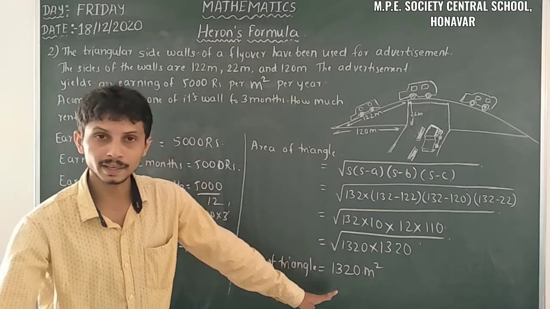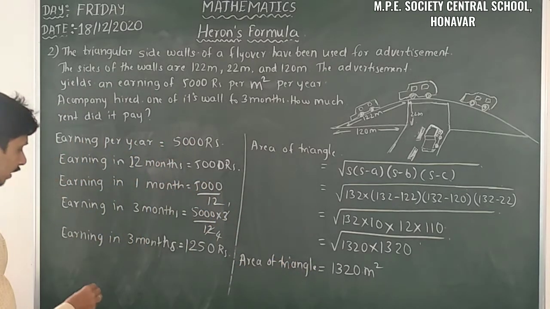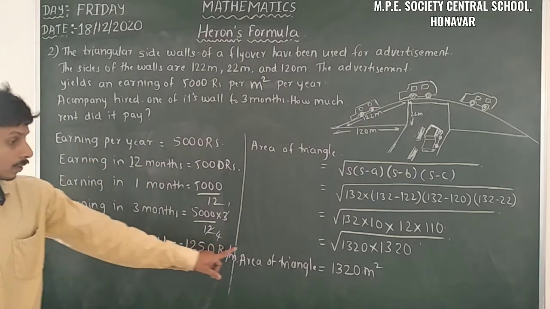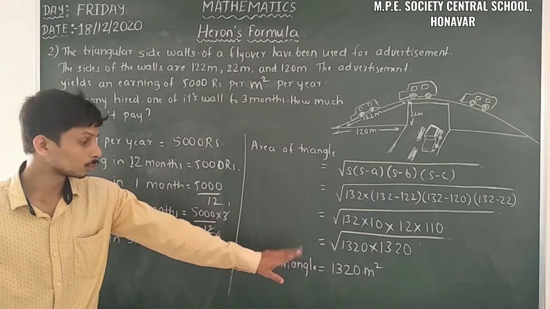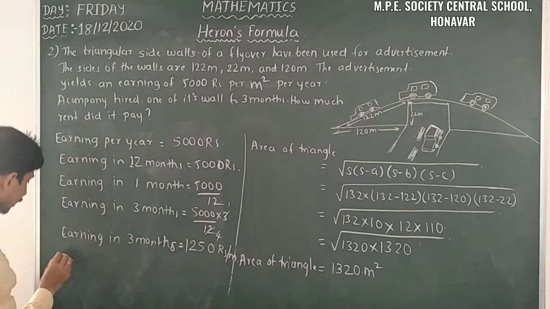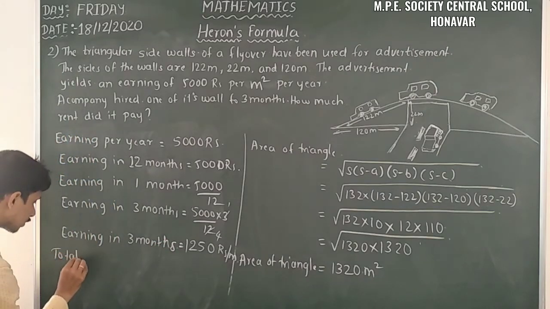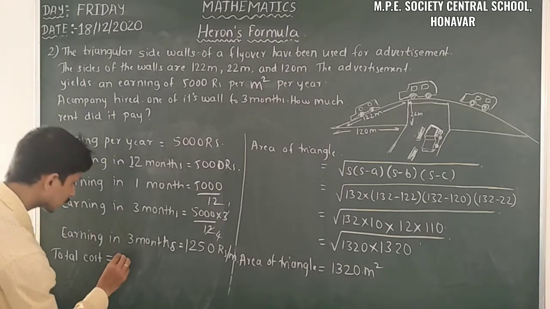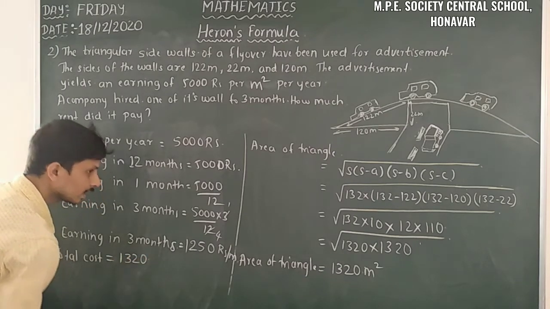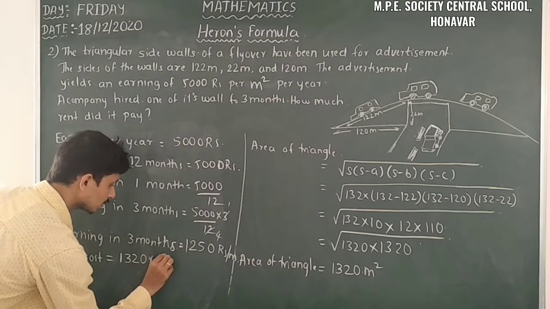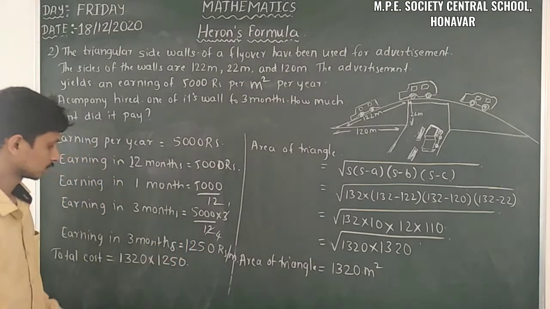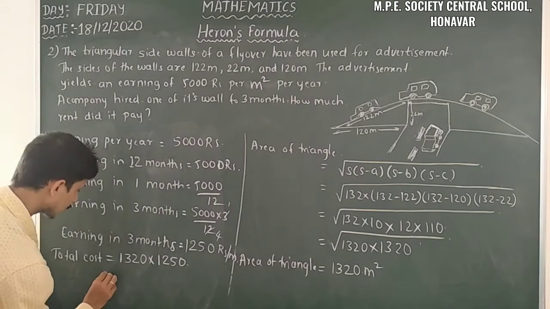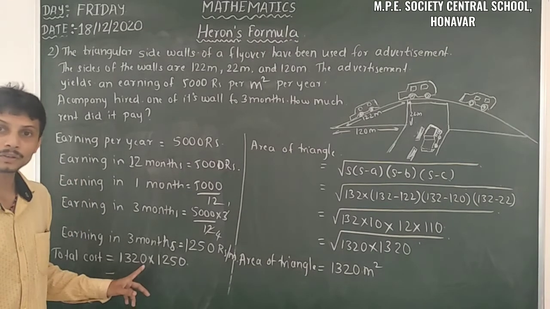1,320 meter square are there here. So that means for 1,320, here it is per meter. So in 1,320 meter square, the total cost is equal to 1,320 into 1,250. So that one we have to calculate here. Yes, so we have to find out the answer.